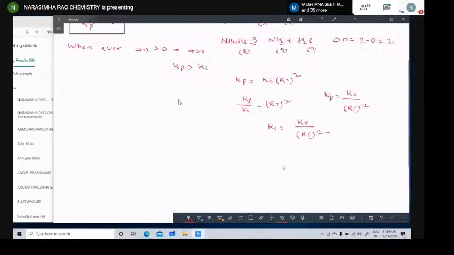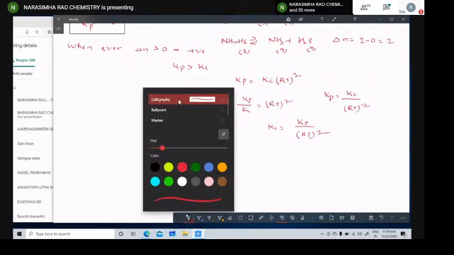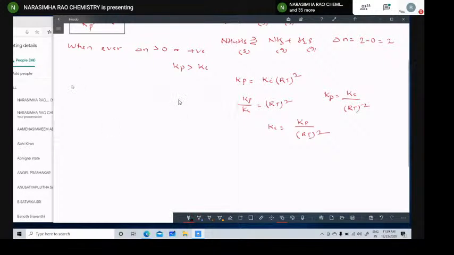Now I am moving to the next case, case 3. In this case, delta n is less than 0, that is, negative. For such reactions, the values are inverted. For the example, what I am taking, children, is NH4HS, reverse value you have to take. NH3 plus H2S.